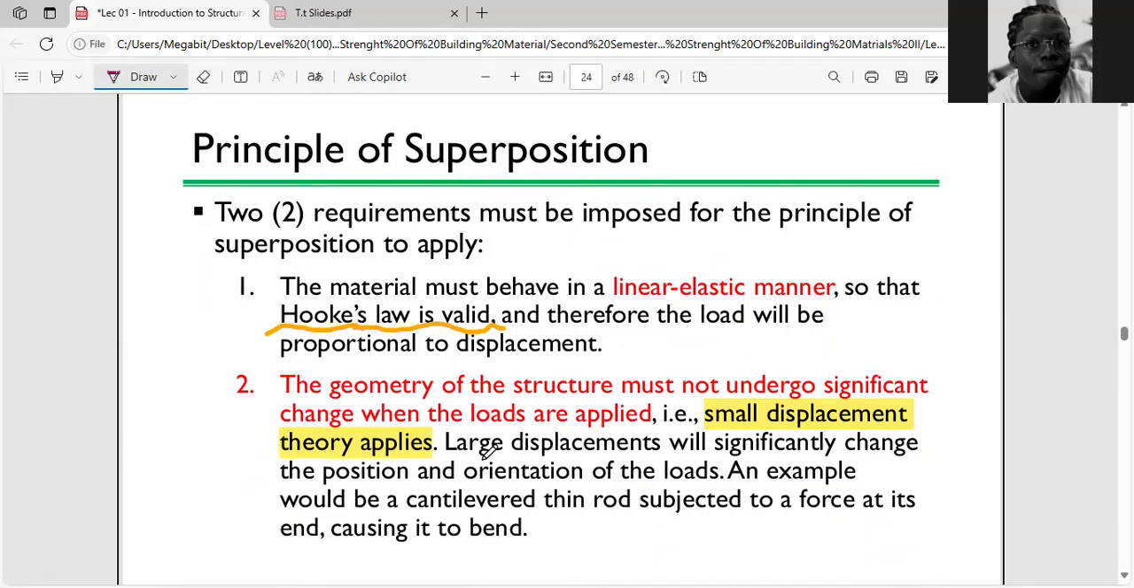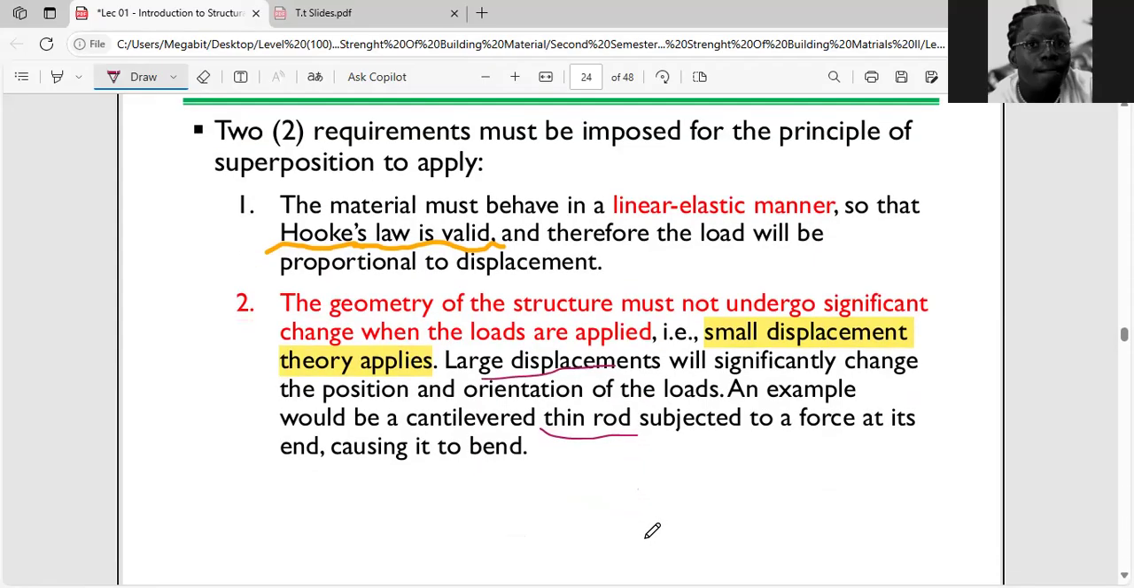Large displacement will significantly change the position and orientation of the load. An example would be a cantilever thin rod subjected to a force at its end, causing it to bend.